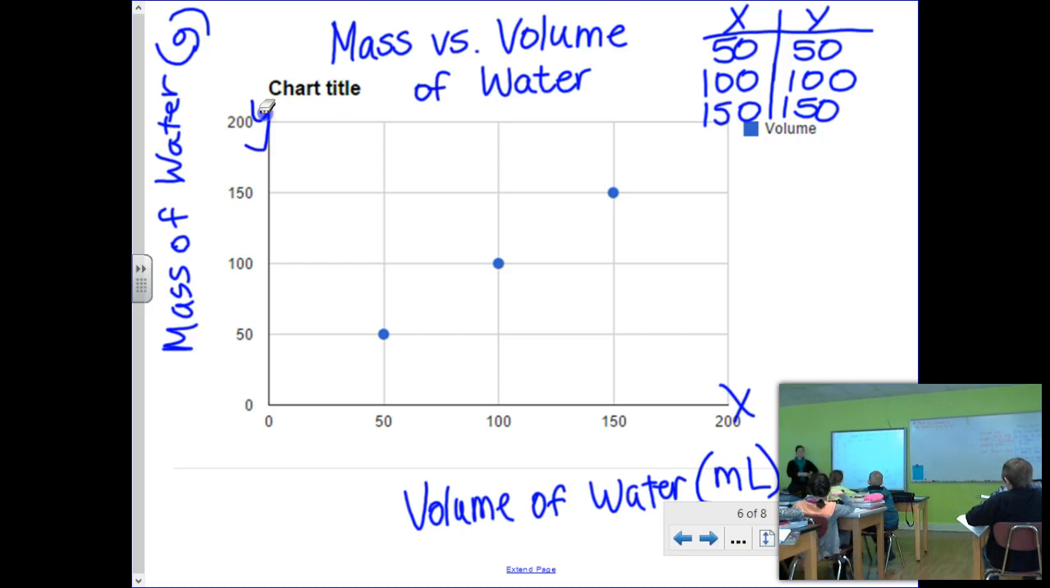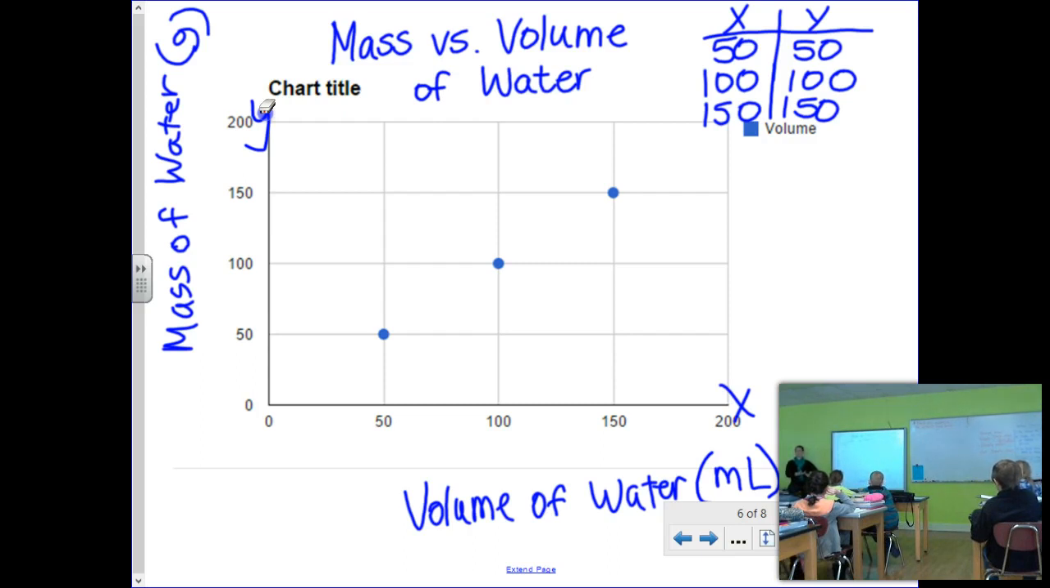Anything else that I need to add? Caitlin? For the point, we put coordinates in parentheses. Oh, okay. So you labeled your points.